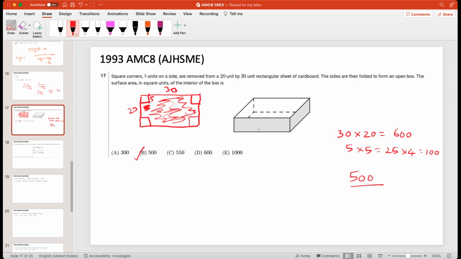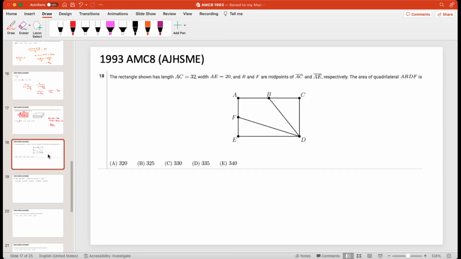This folded and all is given just to confuse you. It's just this. Okay. Now look at question number 18.